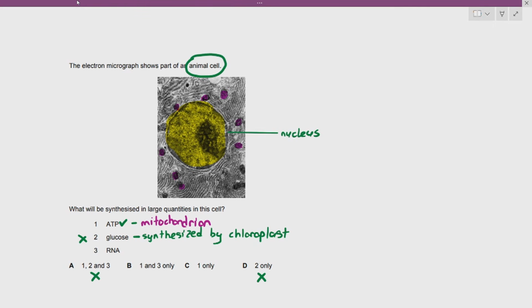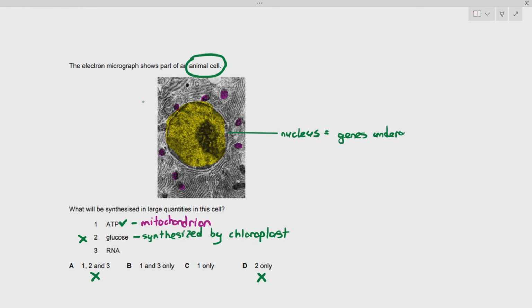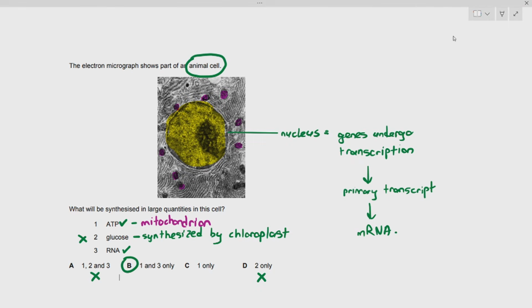Anyway, coming back over here, number 3, okay, RNAs. Can this cell make a lot of RNAs? Definitely, because the cell has a nucleus, okay? So they have genes that can undergo transcription to make mRNAs. Or rRNAs, because they have a nucleolus, which can synthesize the ribosomal RNAs, which will then be used to make the ribosomes.